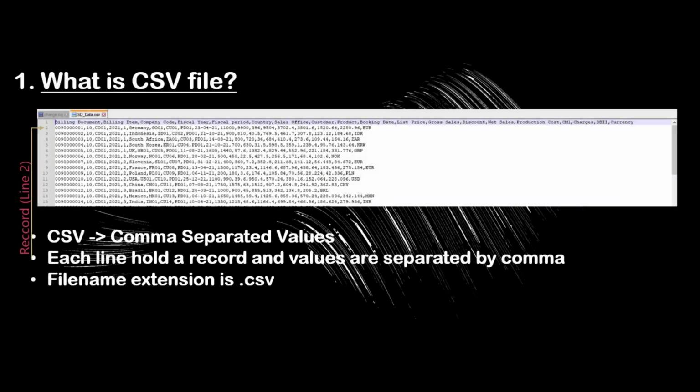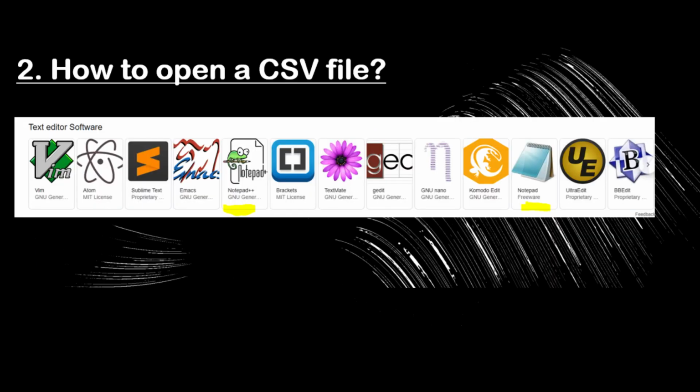CSV means comma separated values. Each line holds a record and values are separated by commas. The file name extension is .csv. We can use different text editor software to open a CSV file. The most popular text editor is Notepad++.